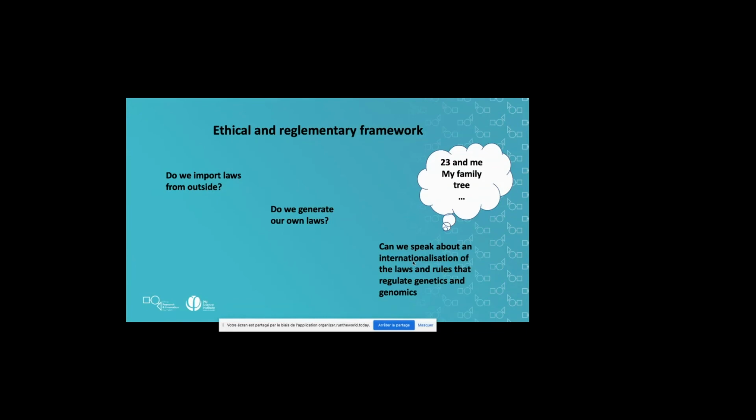And finally, of course, I will finish with the ethical and regulatory framework. Here I want to give you some questions just as food for thought. Do we import laws from outside? And if so, are they applicable to our cultural context? If not, do we generate our own laws? And can we speak about internationalization of laws and rules that regulate genetics and genomics?